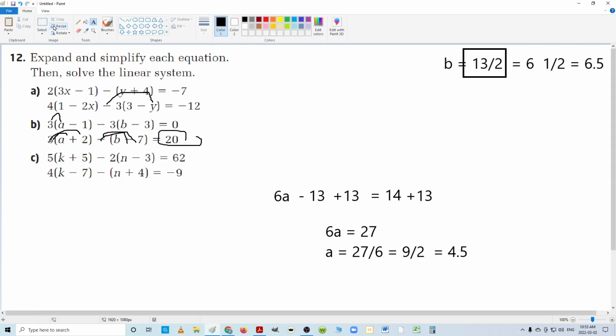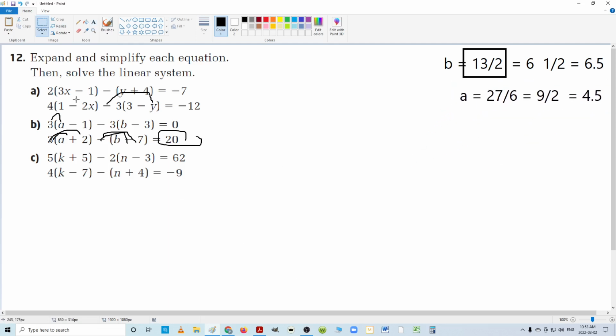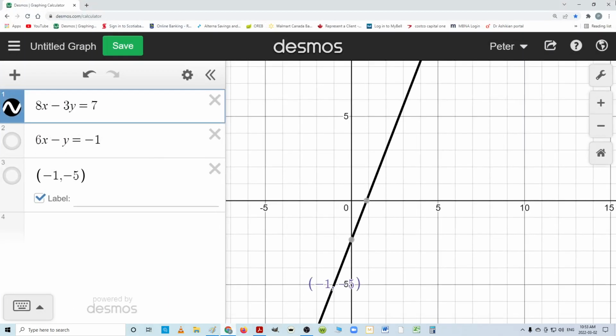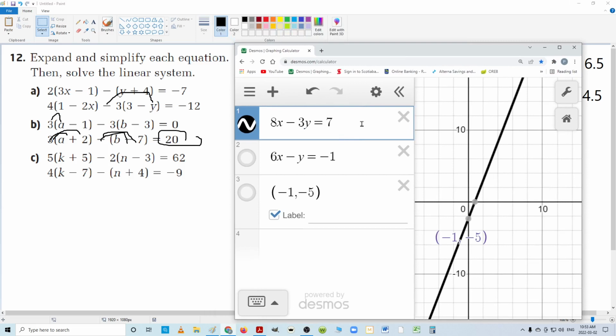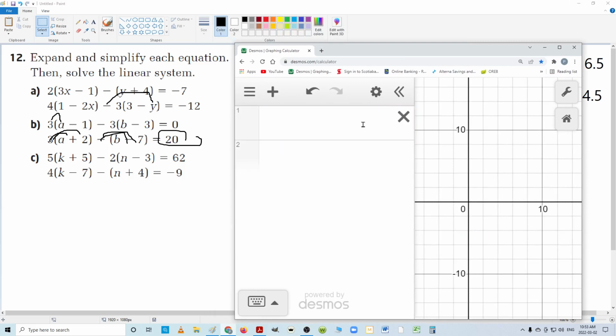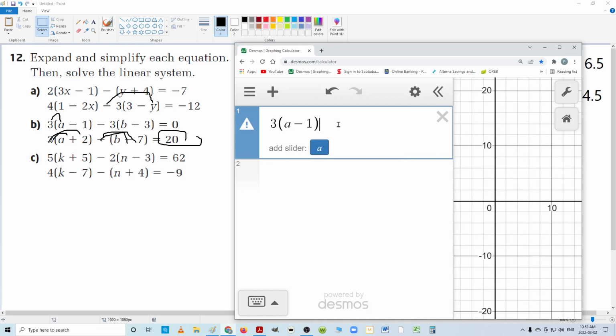Now, it's pretty weird that they came out as unusual numbers, but what I'm going to do, first of all, is change a to x and b to y. Then I'm going to pull up my Desmos, and I'm going to put it in exactly as written. That way I'll know if my expansion was right as well. So I got 3, a minus 1, exactly as I see it. And you know what? I'll just pull this over. Minus 3 times b minus 3 is equal to 0.